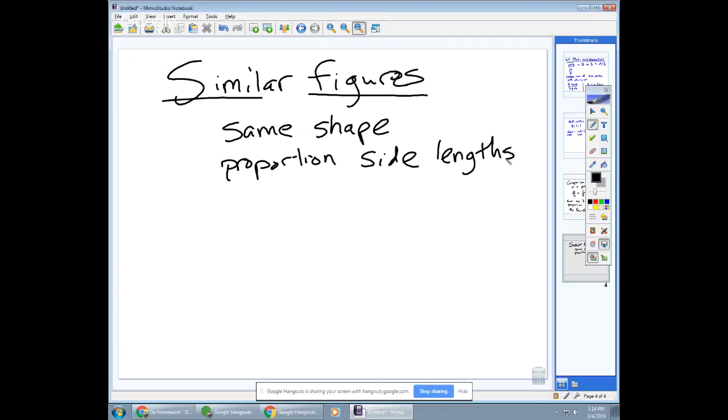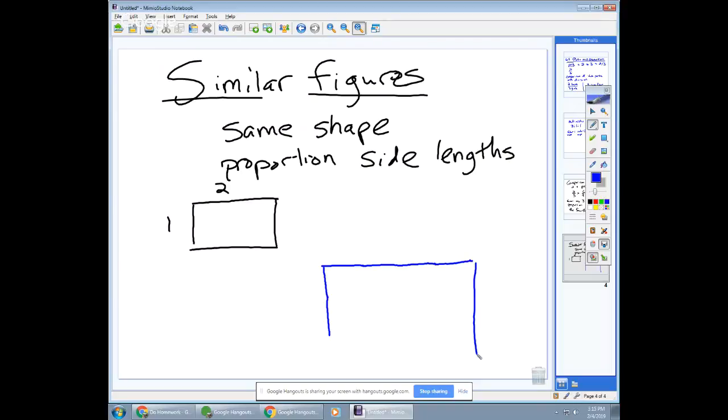So if I start off with a rectangle that's 1 unit by 2 units, something about that size right there, to be proportional to that, if I double, say, that short side, I would also have to double the top side. So it's proportional, this one would be 2 to 4.